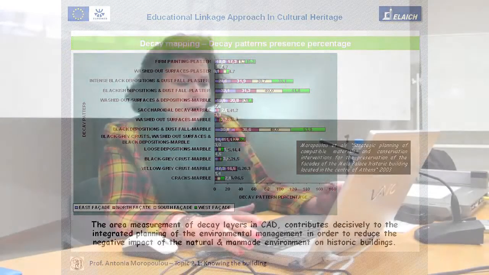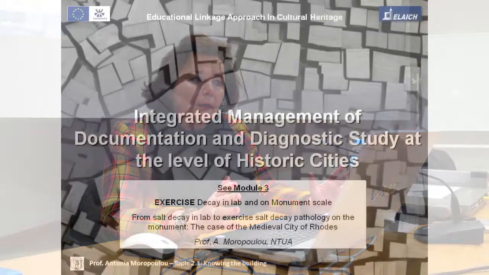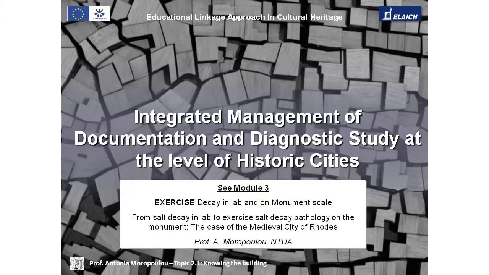importance. Of course, this is a very important study, not only on the level of a simple building, but on the level of a historic complex like fortifications, historic cities, and in this case we have to exercise a special laboratory of decay in the case of the historic city of Rhodes, which is acting as a laboratory, and our students have to look in Module 3 this exercise in order to understand how we deal with a historic city or a historic complex.